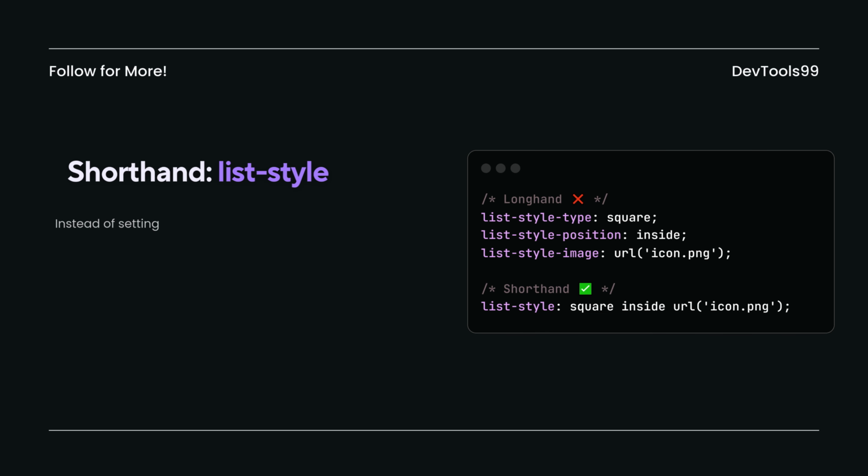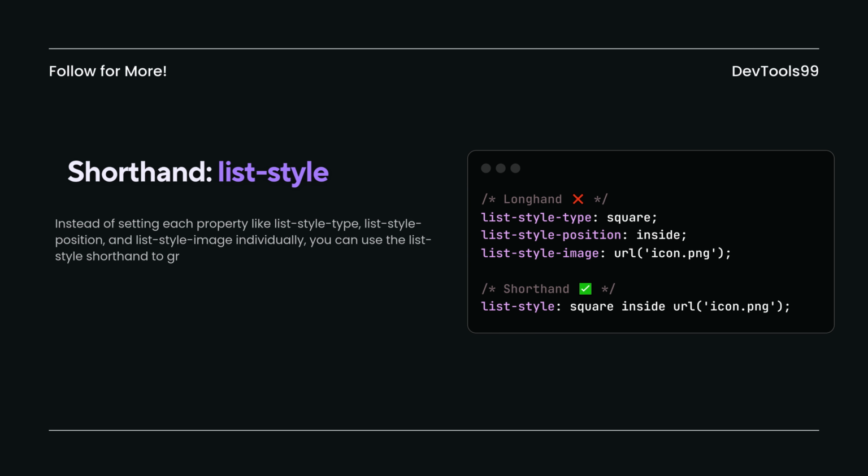3. List style. Instead of setting each property like list-style-type, list-style-position, and list-style-image individually, you can use the list-style shorthand to group them all together in one line. This makes your CSS cleaner and more efficient.